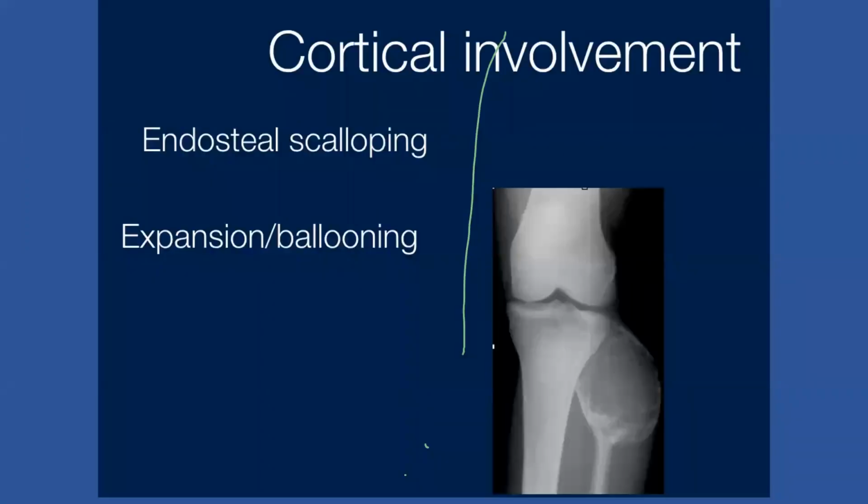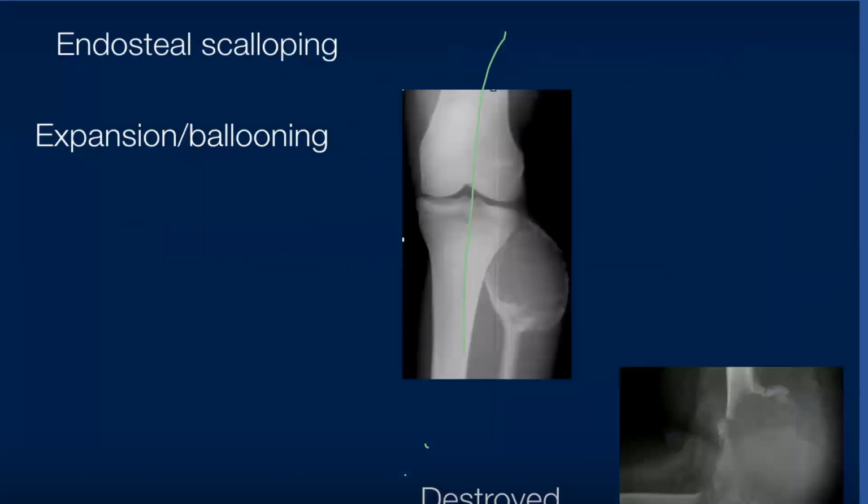So, if you have cortical involvement, it's very important by plain X-rays. You see that the cortex is elevated. You see that it's balloon-like. It's an expansile lesion. This is very important to realize. On the other hand, you can have, as in the low end of this slide, a more aggressive lesion where it destroys the cortex.